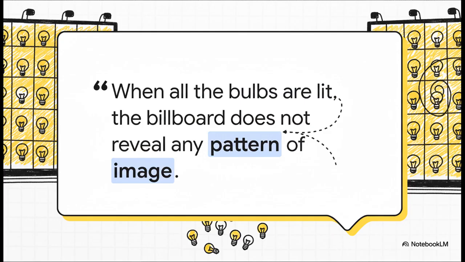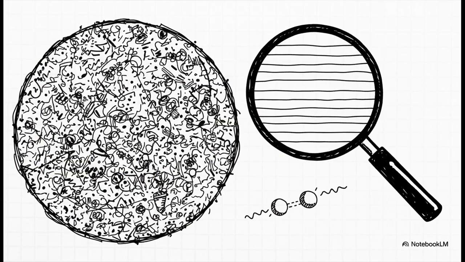The image isn't gone, it's just washed out. You can't see it until you start selectively filtering which bulbs you look at. And that is exactly what's going on here. The pattern doesn't magically appear on the screen because of a choice made in the future. The pattern is revealed later when we go back through the data and sort it. We are not changing the past, we are simply filtering the present to find patterns that were there all along.